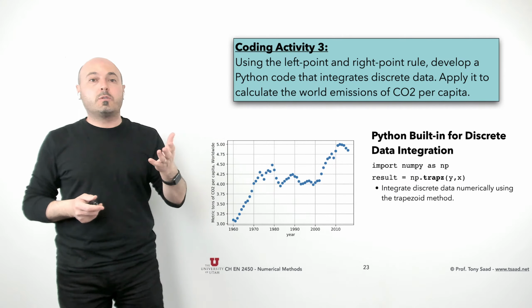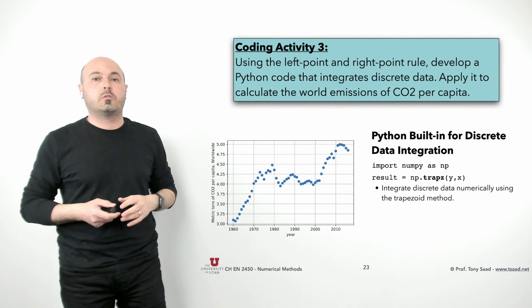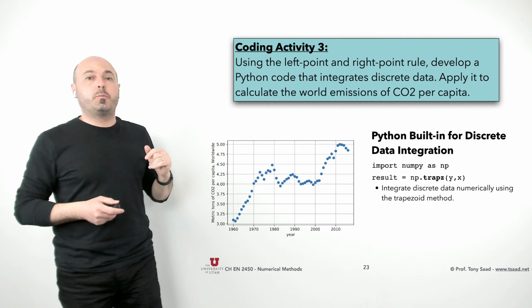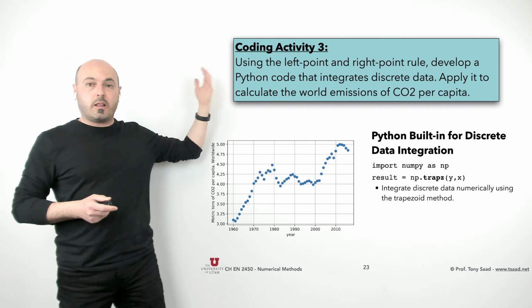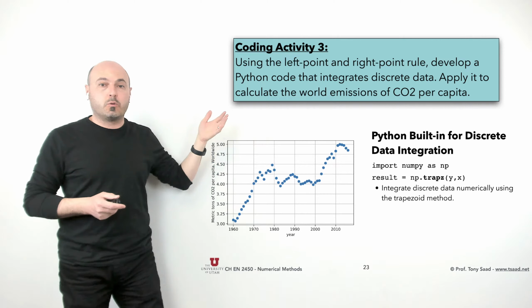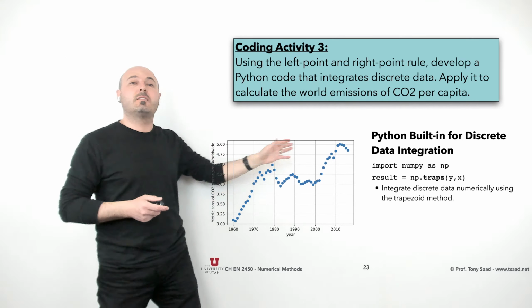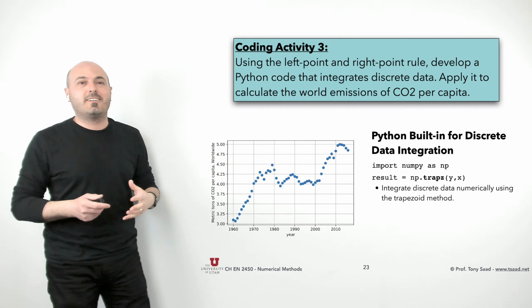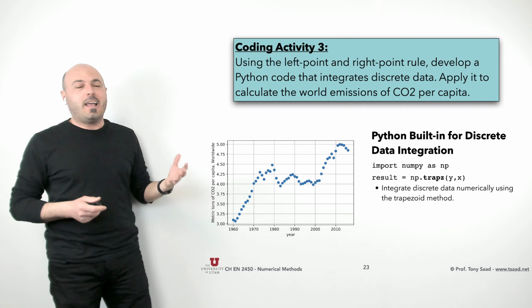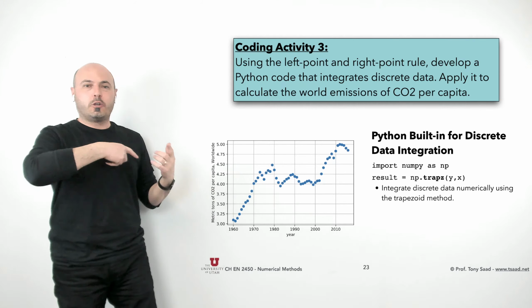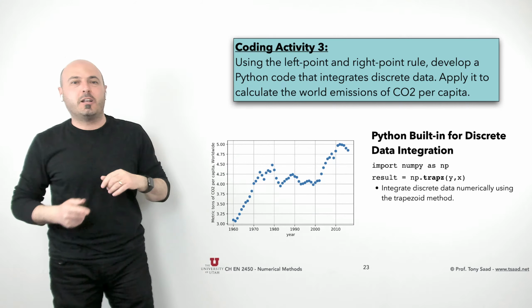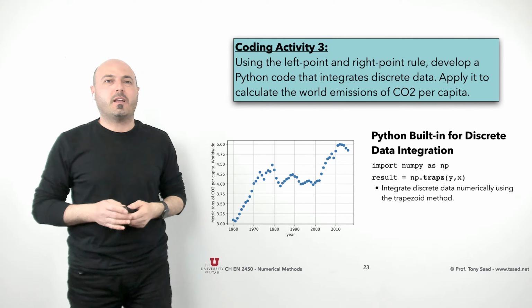And I recommend you use that to compare your results to. Okay, so go back to your Jupyter notebook now, and we are going to implement routines that use the left rule and the right rule to develop Python code to integrate discrete data. Now, your routine is going to have to take at least X data and Y data. And then internally, it's going to go through those data and just evaluate the integral. Okay? I'll see you in a second.